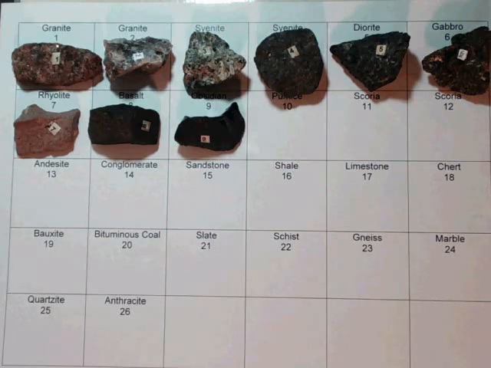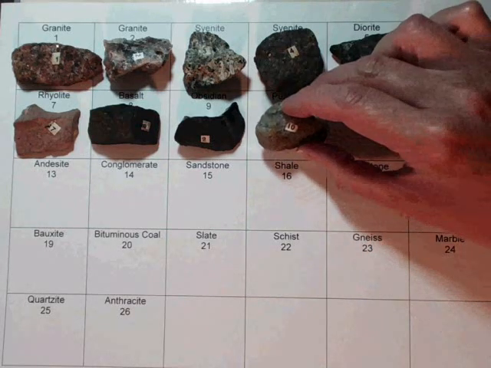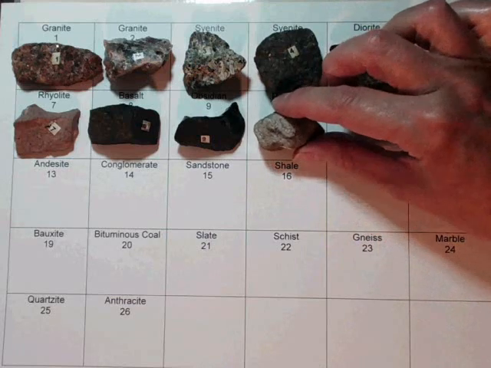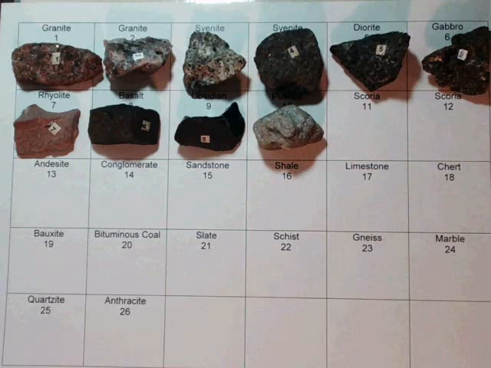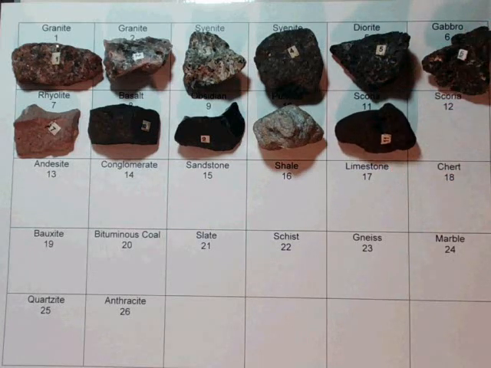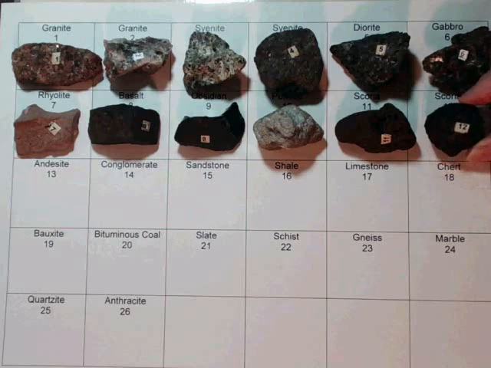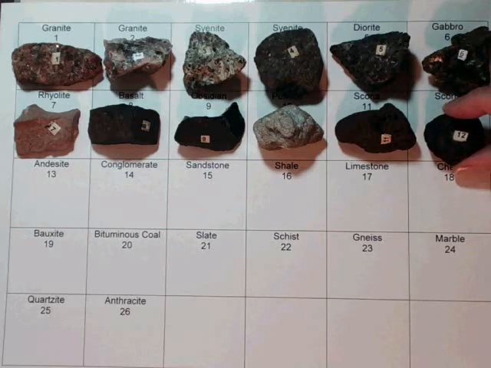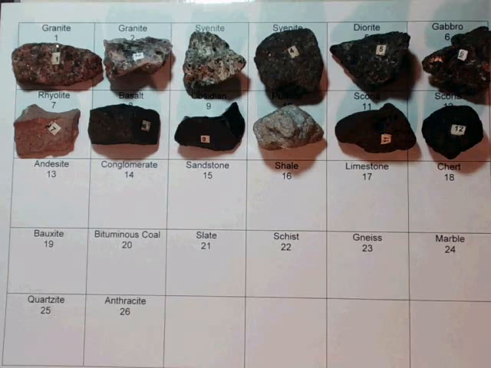And then remember we had 3 that exhibited the vesicular texture. So the number 10, pumice. And we had a red variety of scoria, right there, number 11. And then the black variety of scoria, number 12. And those exhibit vesicles in them. So these are vesicular. 10, 11, and 12 exhibit the vesicular texture.